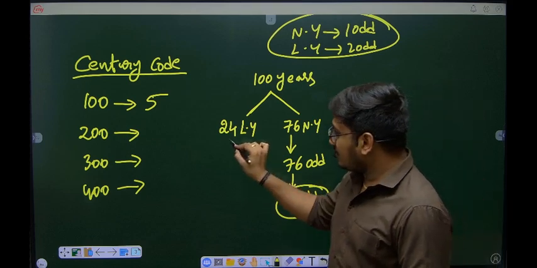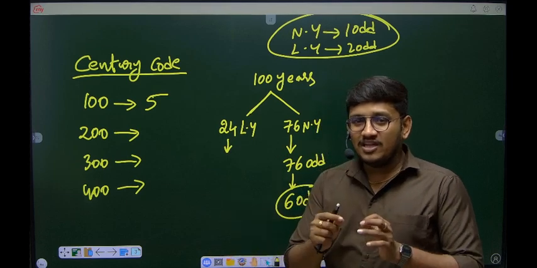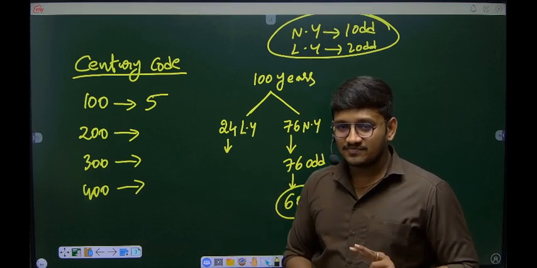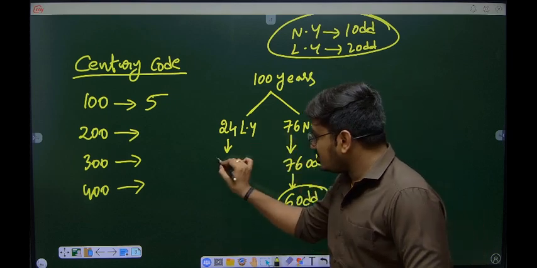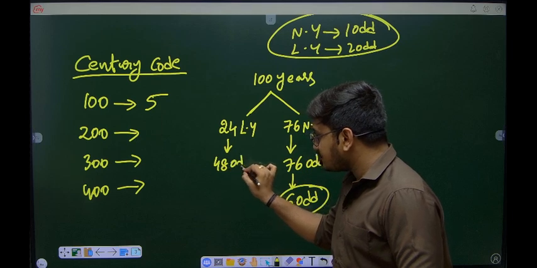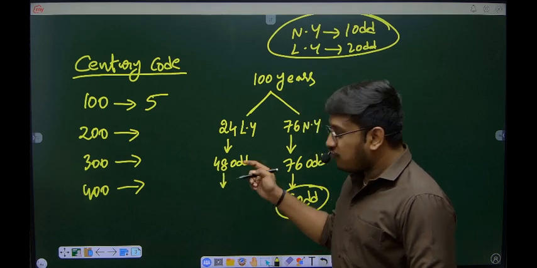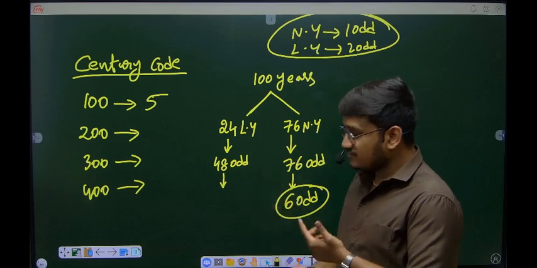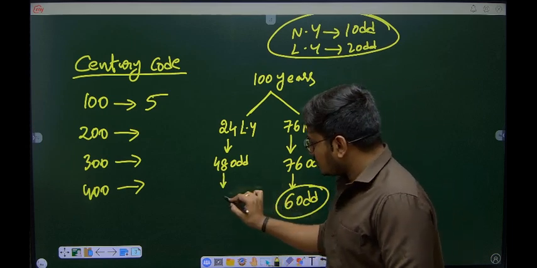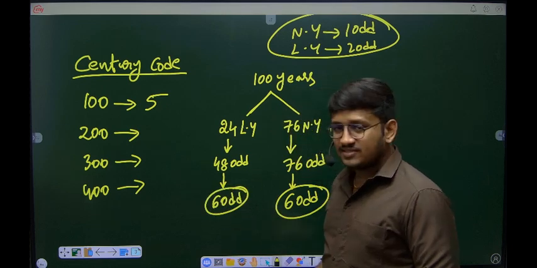Now coming to the leap years, we have 24 leap years. Each leap year contains 2 odd days, so 24 leap years contain 48 odd days. Hope you got it. For 48, again divide by 7: 6 times 7 is 42, so again we have 6 odd days left out.